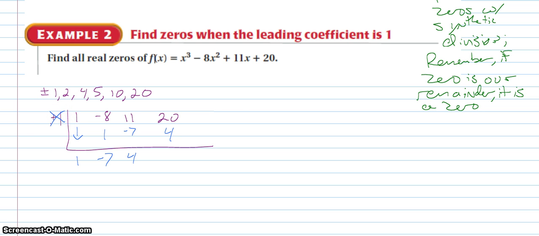1 does not work. Let's try negative 1. It's the nice thing, at least, typically 1, negative 1, or 2 or negative 2. Your first couple that you try, one of those should work. Unless you're very unlucky and you have a very unfair equation. So let's try negative 1. Drop down the 1, multiply.